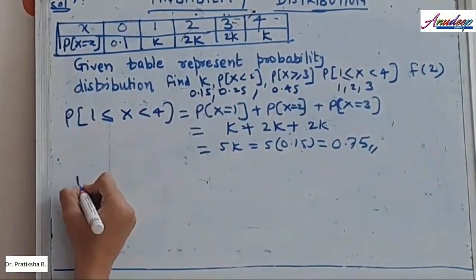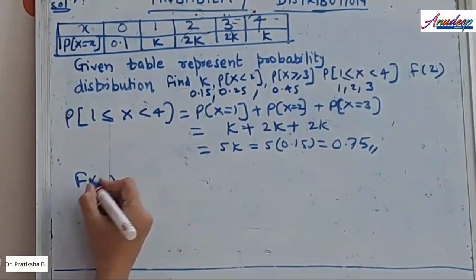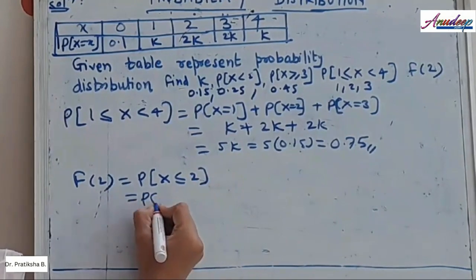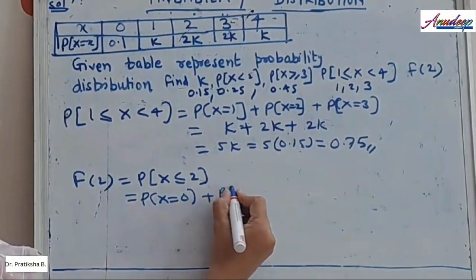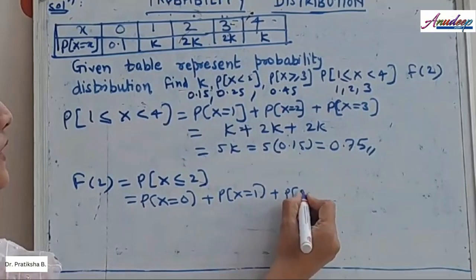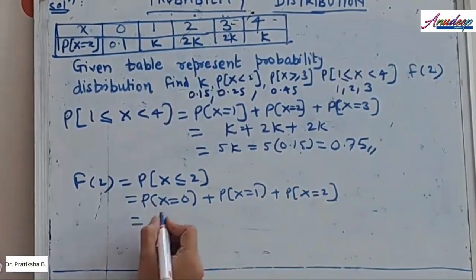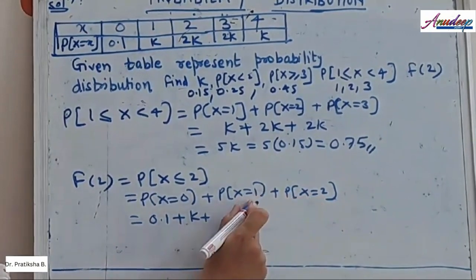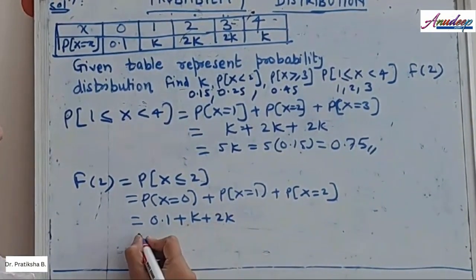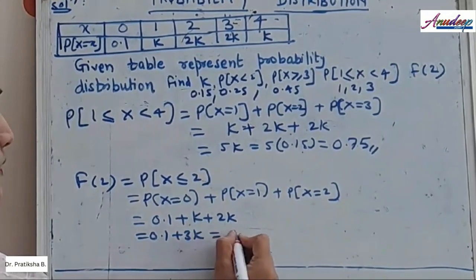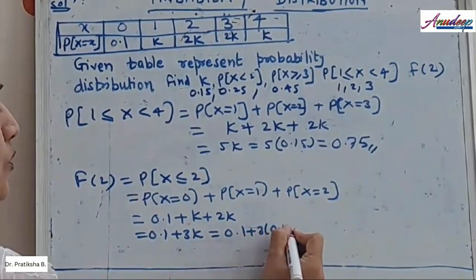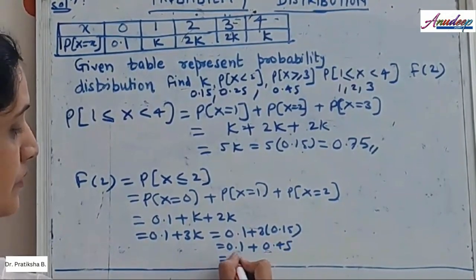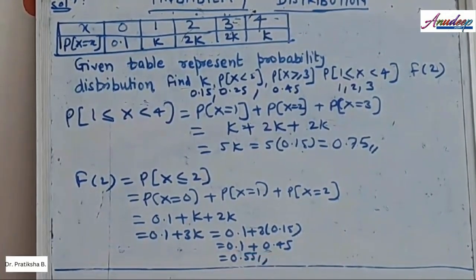Now the last one, that is F of 2. You need to find out the cumulative frequency. So F of 2 is nothing but the probability that x is less than or equal to 2. So starting from 0, x can take the value 0, then x can take the value 1, and x can take the value 2. So let us add the probability, 0.1 plus k, then for x is equal to 1 it is k, x is equal to 2 it is 2k. So it is 0.1 plus 3k, which is equal to 0.1 plus 3 into 0.15, that is 0.1 plus 0.45, that is 0.55. That is the answer.